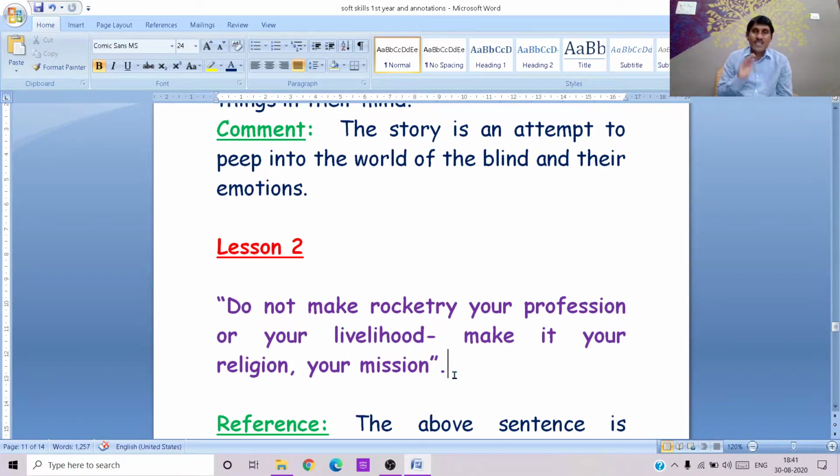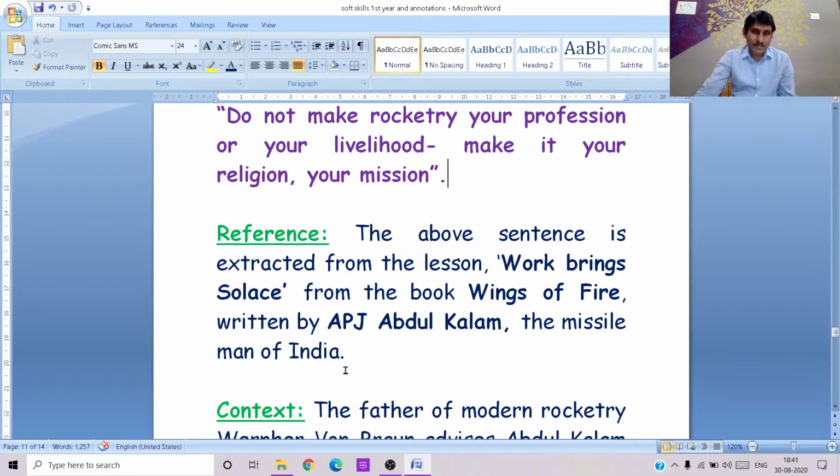Who is saying this to whom? One thing is the context, and another is from which lesson or which particular autobiography it is picked. That's the first task. Part A is reference or introduction. Reference is underlined, with a colon, which is the way you put a subheading: reference, the first part of the annotation. The above sentence is extracted from the lesson "Work Brings Solace."